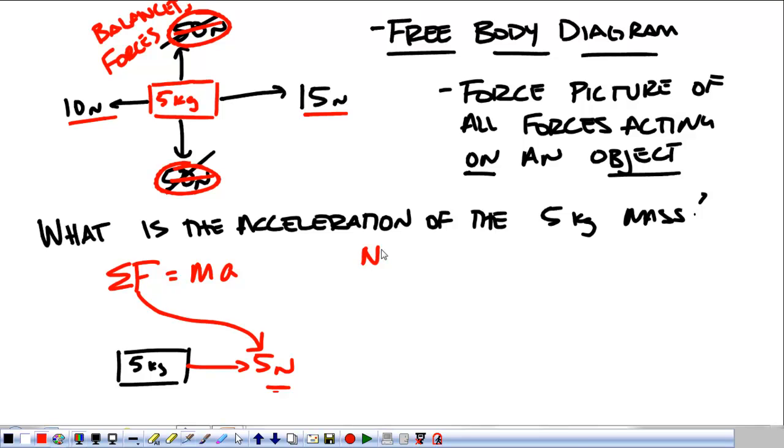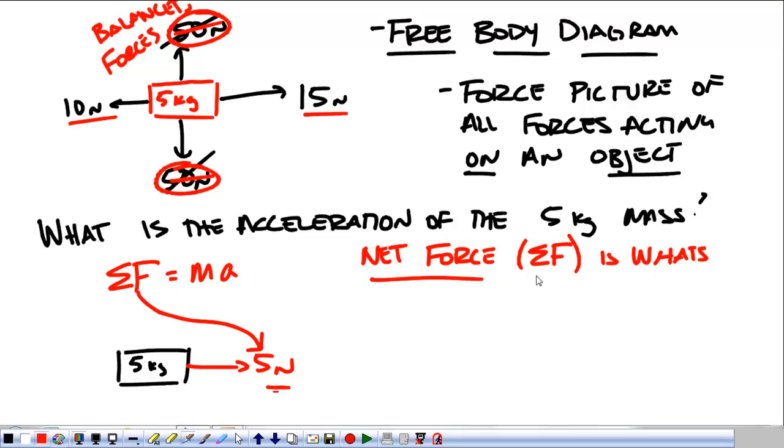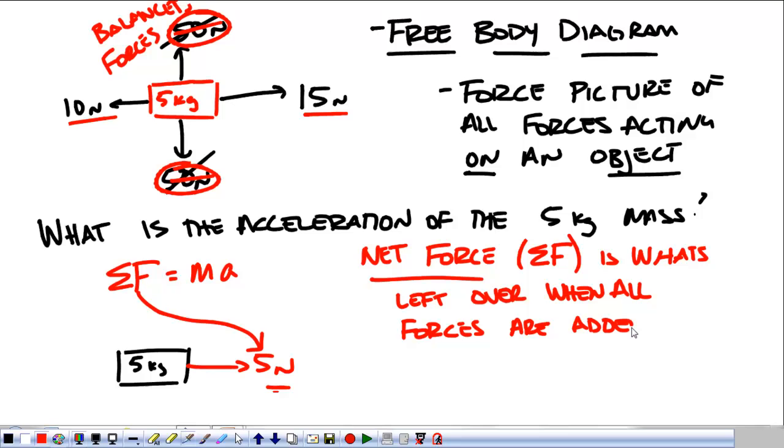So let's write that down. Net force, which is this sigma F, means sum of, or net force, is what's left over when all the forces have been added up. So net force is what's left over when all forces are added up. Well, here I have 5 newtons of net force left over.